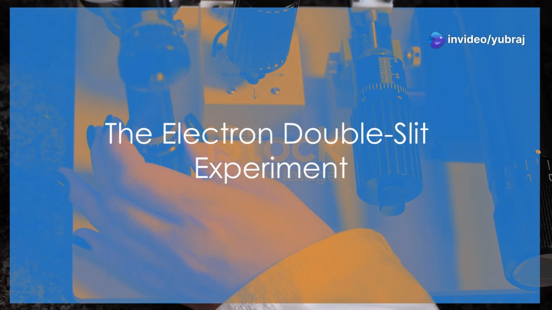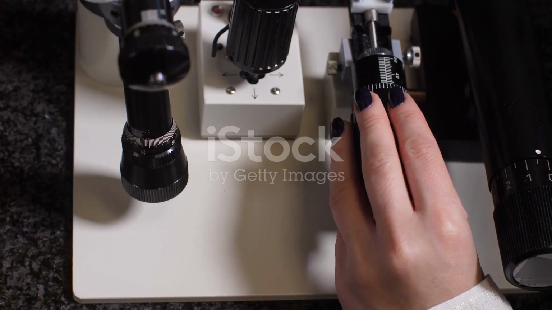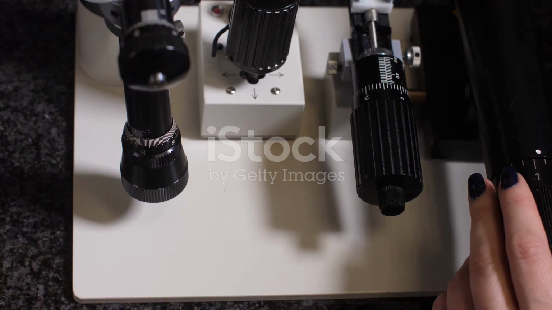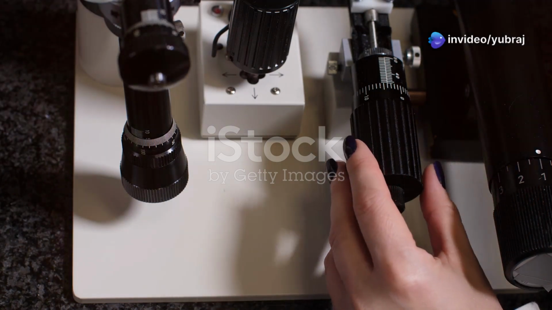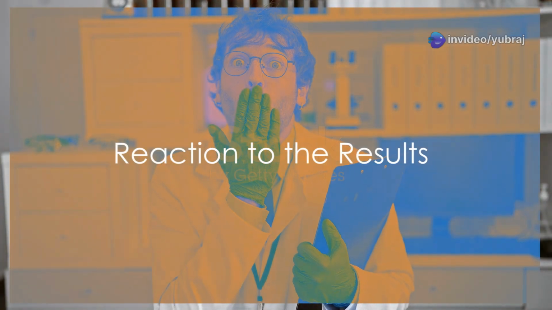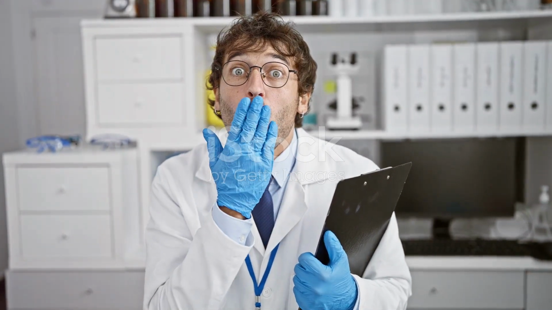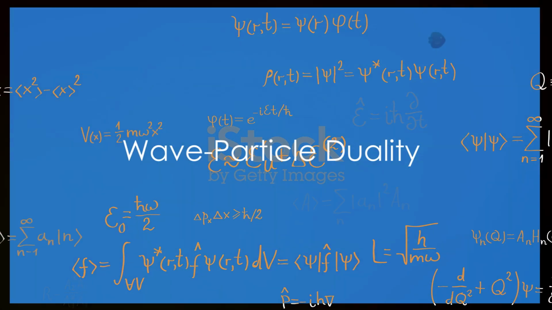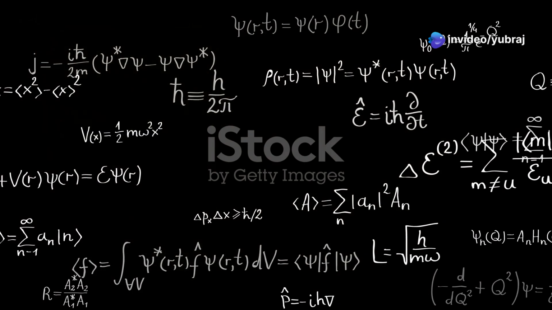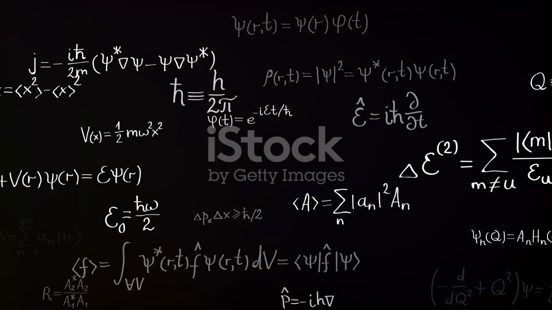But the mystery deepens. Scientists decided to try the double-slit experiment again, but this time using electrons. Guess what? Even electrons, which are tiny matter particles, created an interference pattern, just like waves. This was shocking. Electrons aren't supposed to be waves, but somehow they were interfering with themselves. This led to one of the strangest discoveries in quantum physics: wave-particle duality. The idea that particles like photons and electrons behave like both waves and particles, depending on how you observe them.